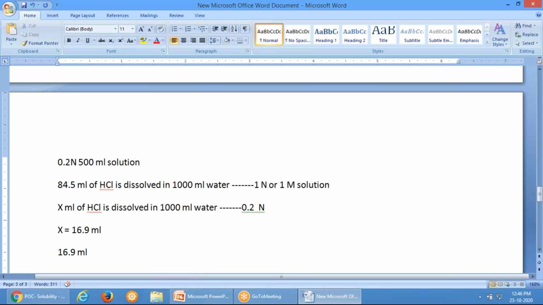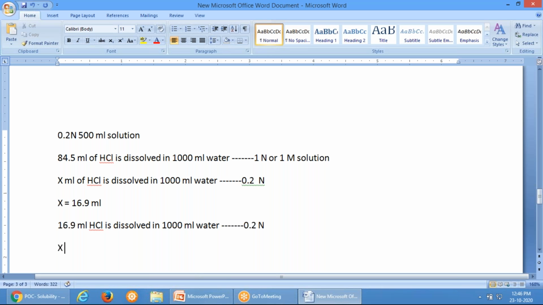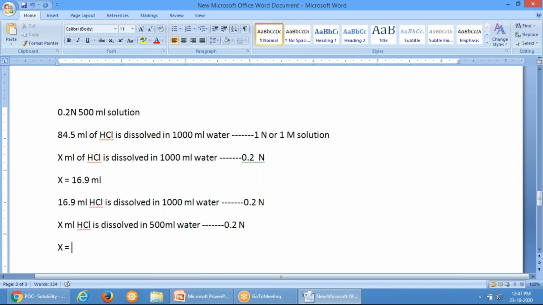Now, 16.9 ml in 1000 ml, you'll get 0.2 normal. Now again, dissolved in how much? 500. So what will be the X now? 0.2 gets cancelled and it is 16.9 into 500 divided by 1000. So X is equal to 8.45 ml. So everyone got this? Yes, ma'am.